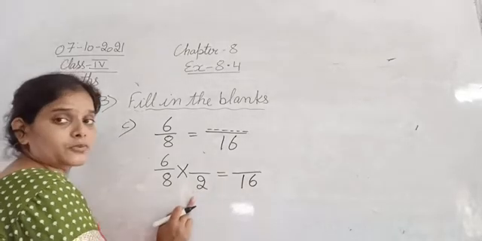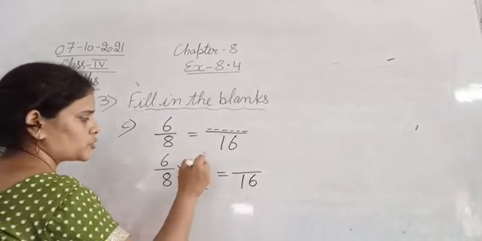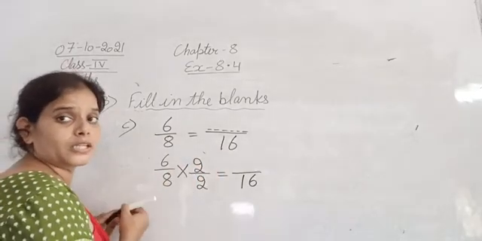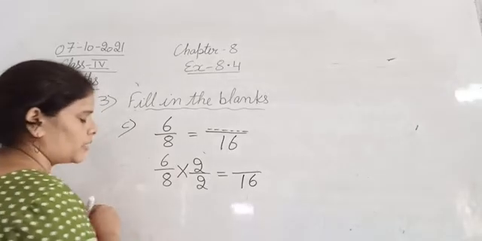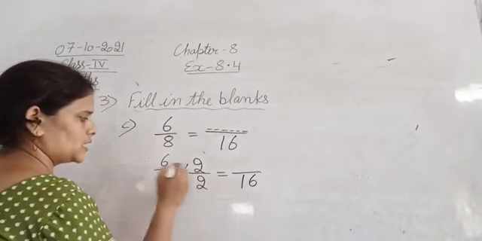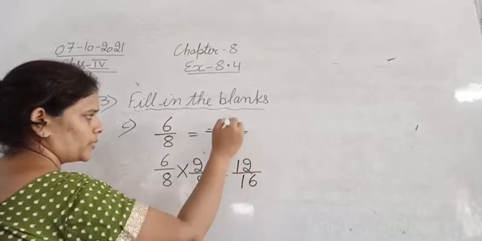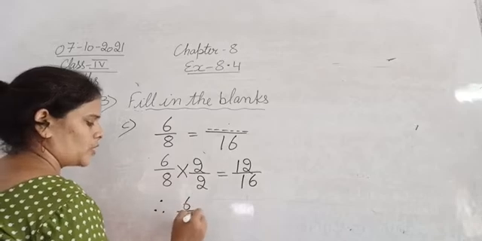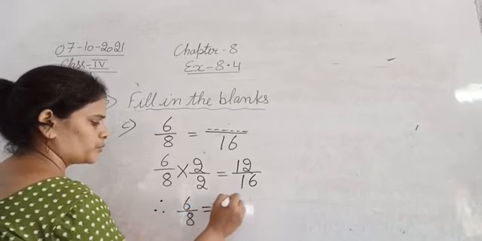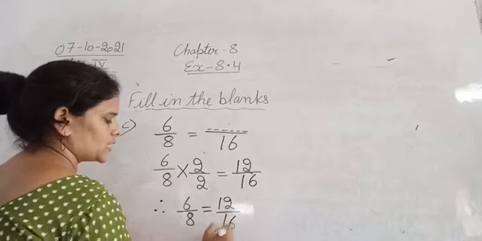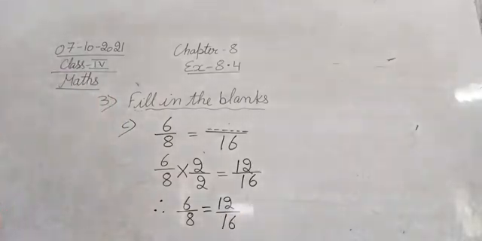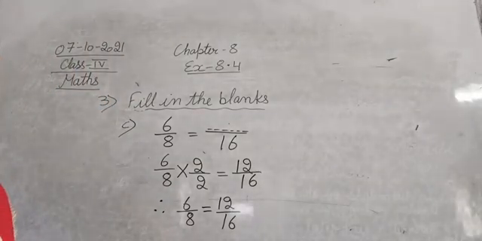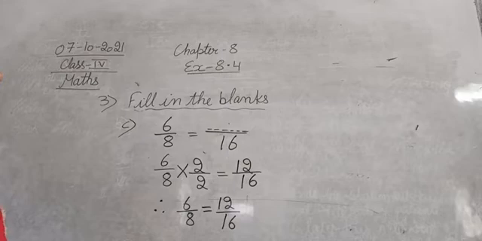Now the denominator is multiplied with 2, so numerator will also be multiplied with 2. So for finding the equivalent fraction, we multiply both the denominator and the numerator with the same number. So 8 2s are 16, 6 2s are 12. So the blank will be 12. Therefore 6 upon 8 is equal to 12 upon 16. And this is the solution of the C part of question number 3.